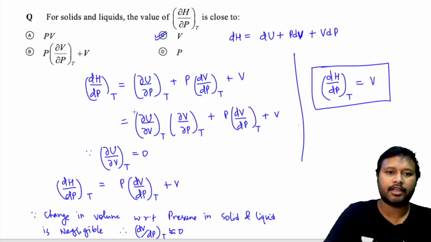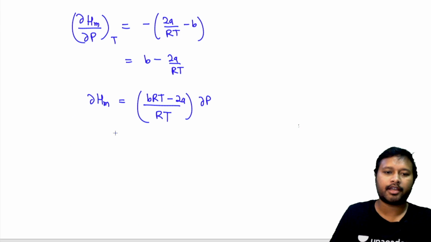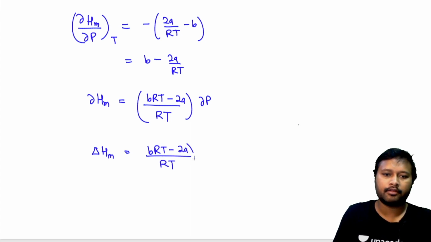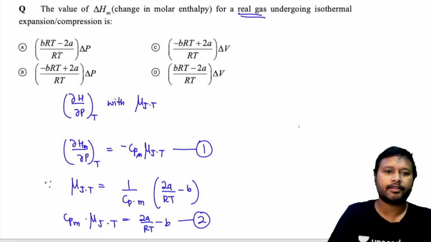Now since in the question they have asked about delta H and the answer is in terms of delta P, that's why we can convert this del H in terms of delta H. Del is a very small change, delta is a little calculable change. So delta Hm is equal to (BRT minus 2a) divided by RT, and here you will have delta P. This is going to be the final value. If you look at this, this is (BRT minus 2a) upon RT times delta P, that's your option number A.